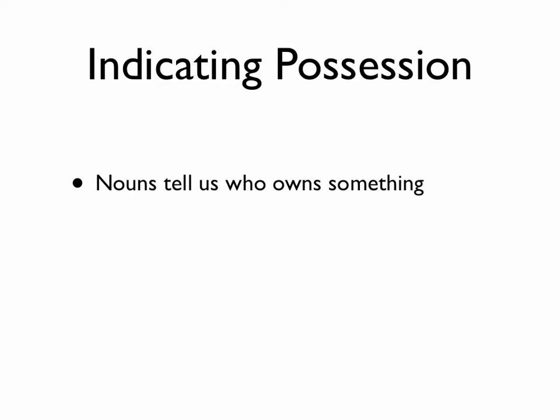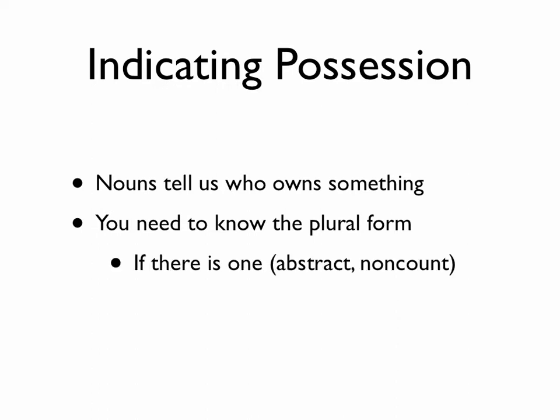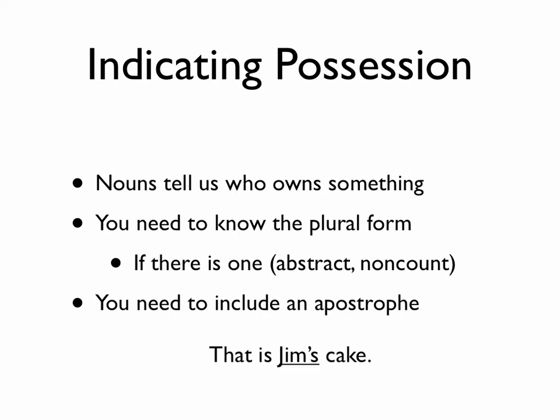To indicate possession, you need to have a knowledge of nouns and how nouns work. Nouns usually tell us who owns something, and that's a big part of the English language for better or for worse. You need to know the plural forms of nouns, if there is one, and that might not be the case if the noun is abstract or non-count. And you also need to include an apostrophe. So let's look at this example. That is Jim's cake. Okay, so we add an apostrophe and an S to Jim to let us know that the cake is owned by Jim.